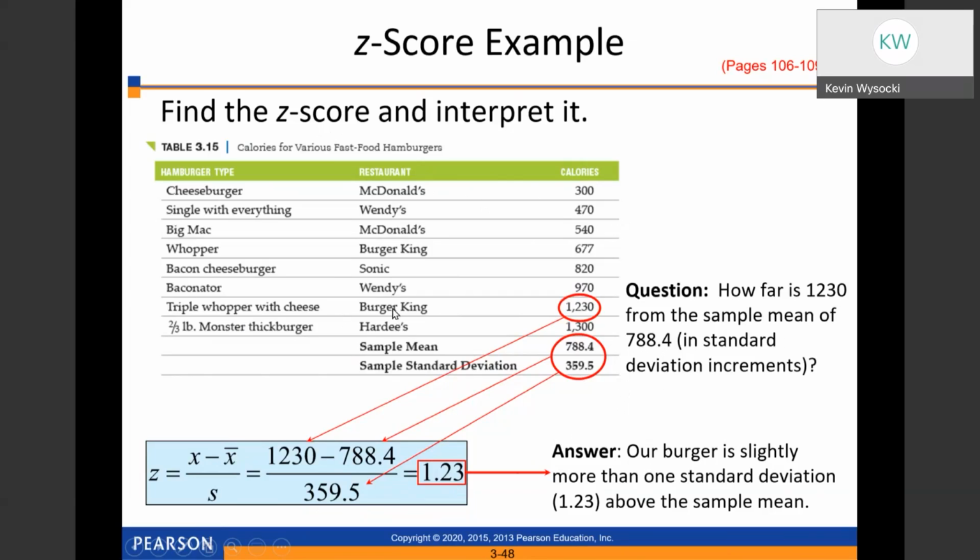If we wanted to find Burger King that has 1,230 calories, we would take the score minus the average, use brackets on the top, and then divide by the standard deviation. That would give us a Z score of 1.23. What that means is Burger King's burger is 1.23 standard deviations above the mean.